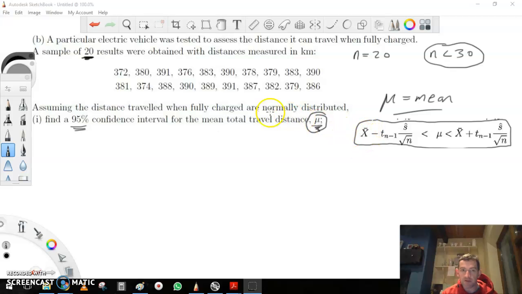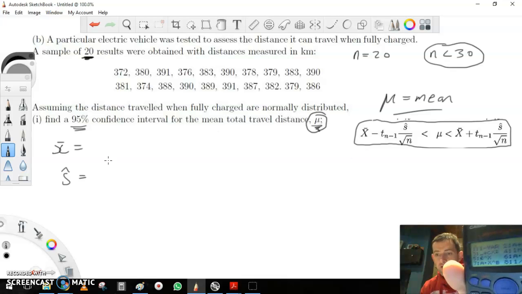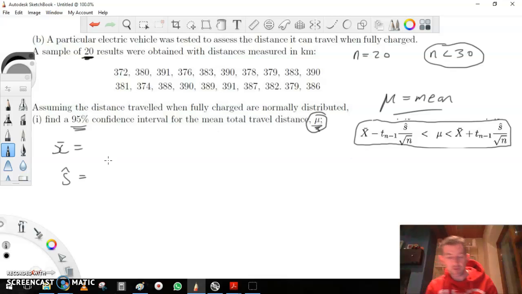We need x bar, which is the mean of our 20 measurements, and we need this s hat, which is the standard deviation from our 20 measurements. The way we're going to do that is use a calculator. So you press mode and 2 for stat, and then press 1 for single variable, and then I get this kind of column here. And I'm going to enter in the 20 values, 372, 380. I'll just pause now while I do that.